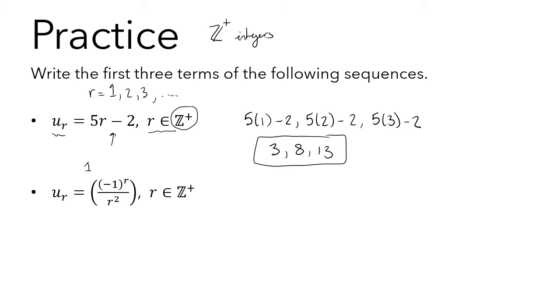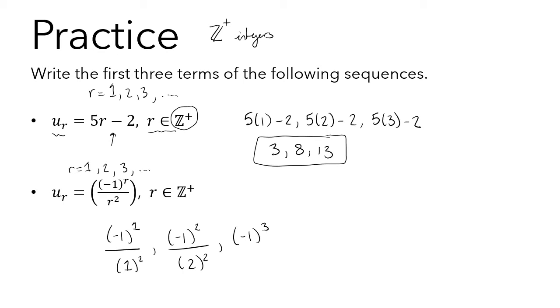Again, our numbers for r are just the positive integers. So we plug this in, and we get negative 1 to the 1st power divided by 1 squared as our first term. Then negative 1 to the 2nd power divided by 2 squared. And then lastly, negative 1 to the 3rd power divided by 3 squared. So this simplifies: negative 1 to the 1st power is just negative 1, and divided by 1 squared is 1.